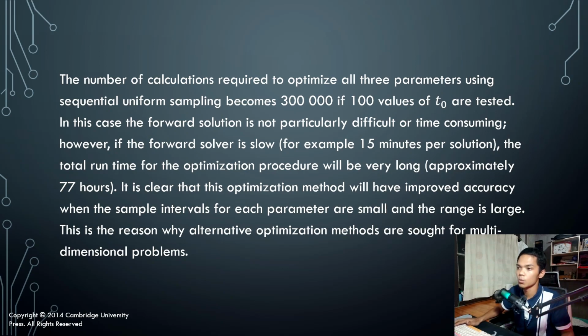In this case, the forward solution is not particularly difficult or time-consuming. However, if the forward solver is slow, for example, 15 minutes per solution, the total run for the optimization procedure will be very long. That is approximately 77 hours. It is clear that the optimization method will have improved accuracy when the sample intervals for each parameter are small and the range is large. This is the reason why alternative optimization methods are sought for multidimensional problems.